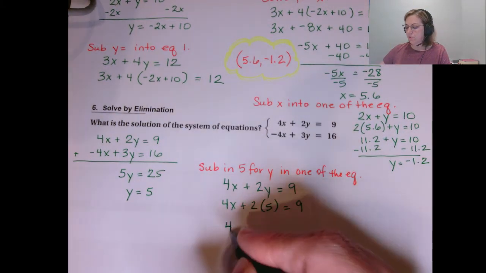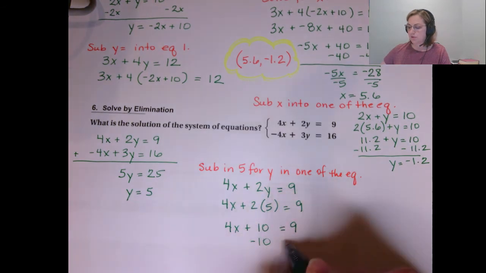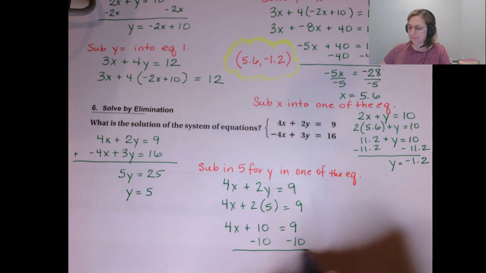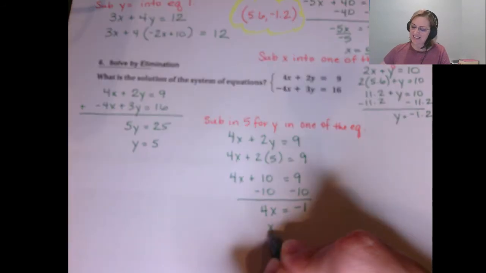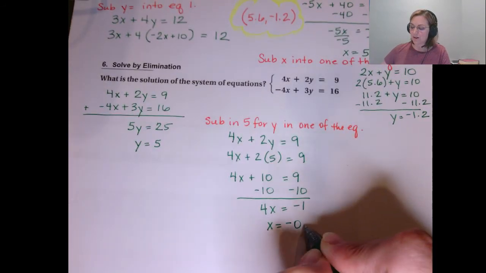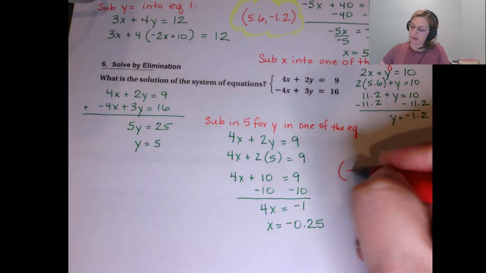And so I get 4x plus 10 equals 9. Let's subtract 10 from both sides. That gives me 4x equals negative 1. And let me scoot up so you can see those steps. And so I get that x is negative 1/4, or if you want it as a decimal, that's fine as well. And we can write our final answer as an ordered pair.